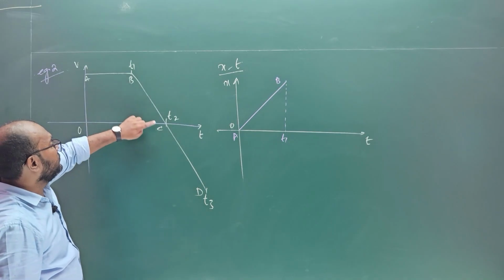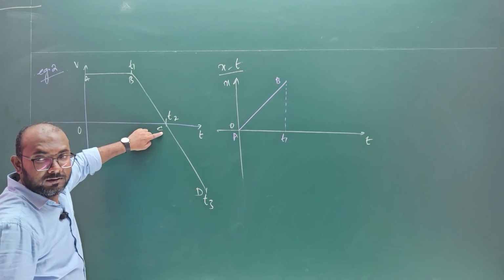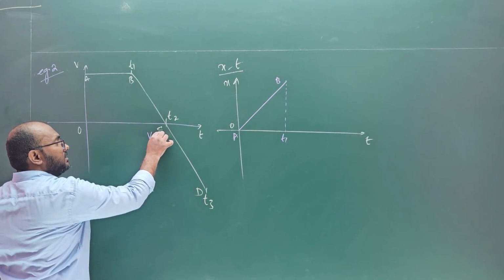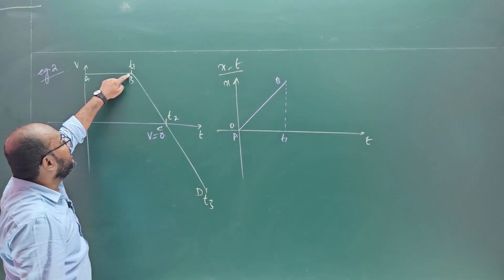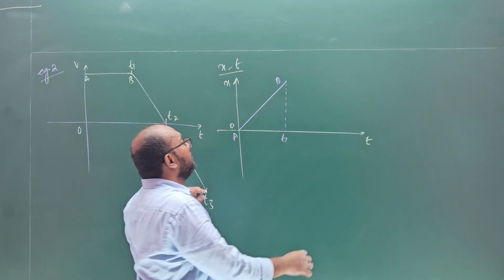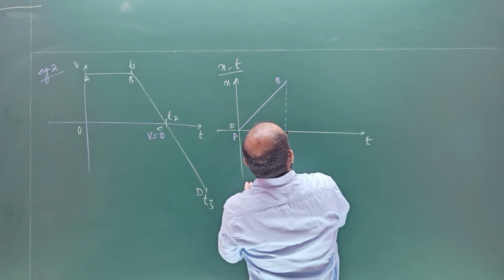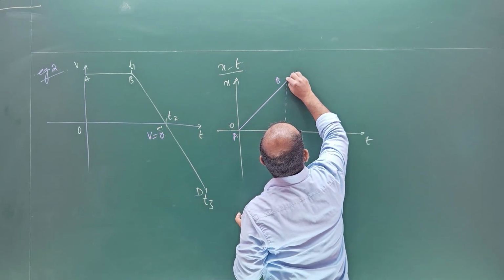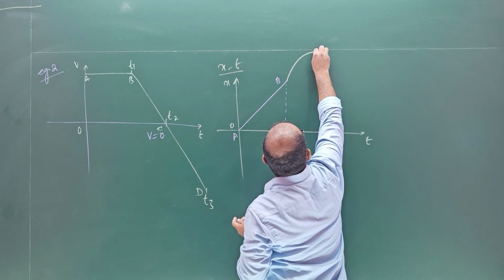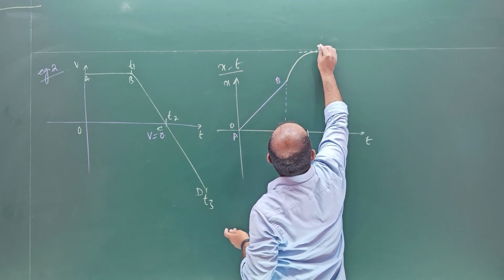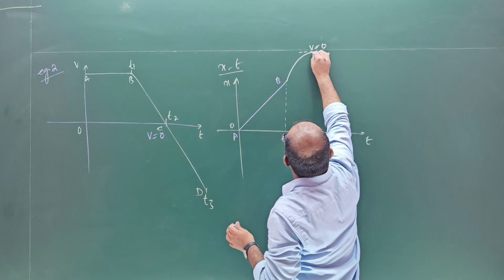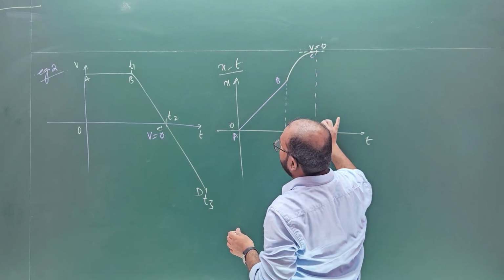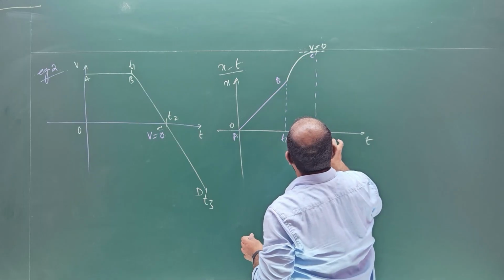Then from B to C, what is the velocity at this point? At C, velocity is getting 0. At B, it is having some velocity. Then to draw that, I can draw this like this. So at this point, can I say slope becomes 0? So velocity becomes 0. This point we named as C. This is at time T2.